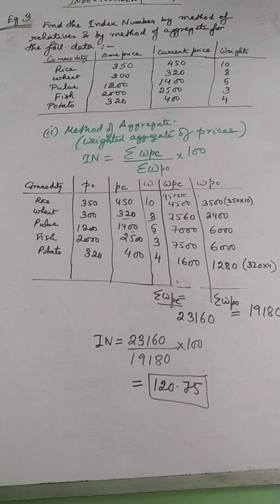So that was simple average, simple aggregate, weighted average and weighted aggregate. We'll come across two more terms, consumer price index and cost of living index, where the price relatives most of the time will be given and you have to simply calculate. So let us do something on that.